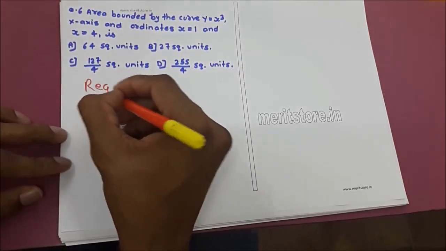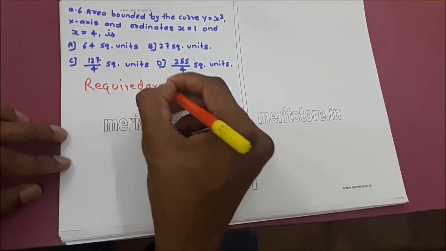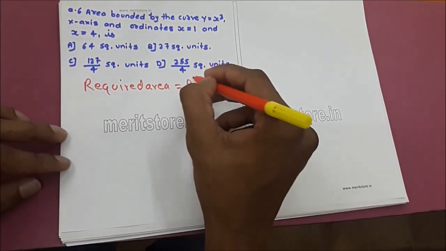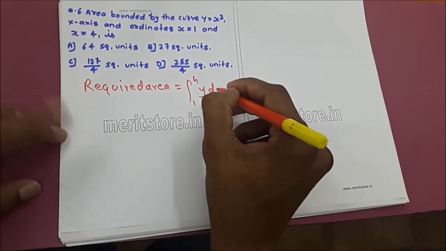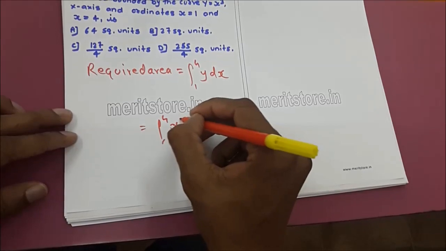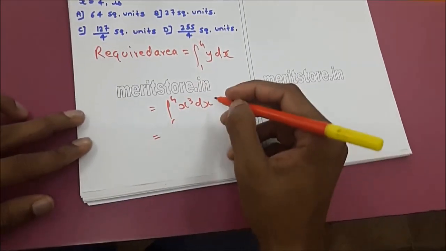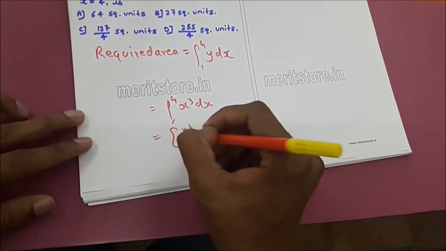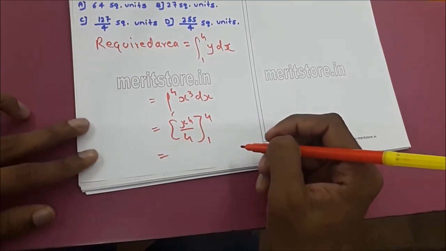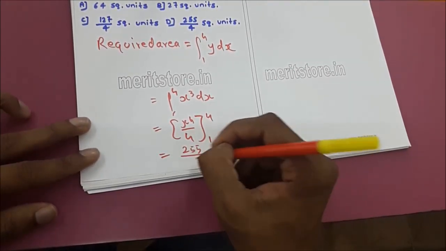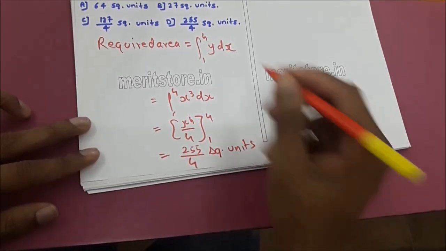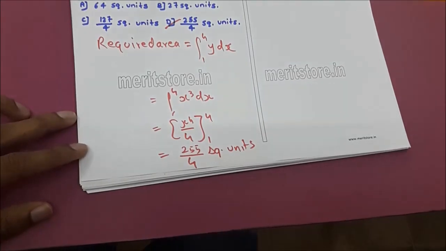Required area is equal to integral from 1 to 4 of y dx. We substitute the value of y, that is 1 to 4, x cube dx. We integrate x cube, so we get x raised to 4 upon 4, that is from 1 to 4. So substituting the value of limits in x, we get 255 upon 4 square units, which is option D. Option D is the correct answer.